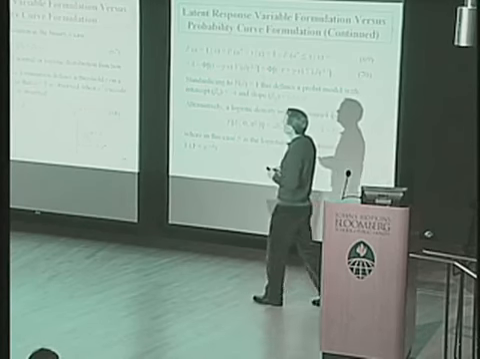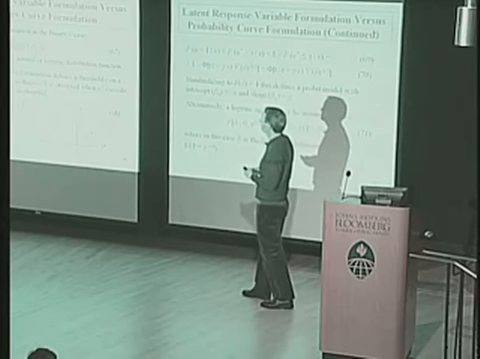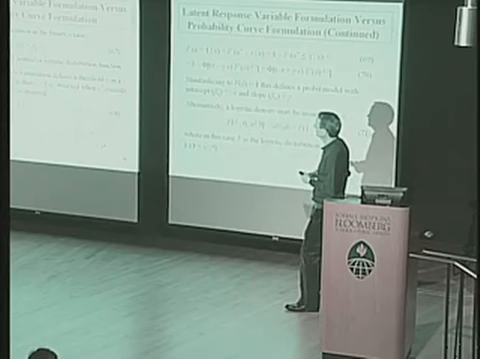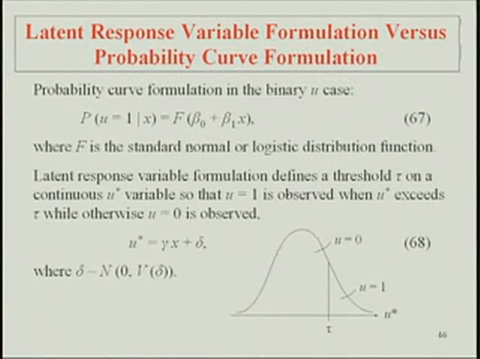So what we're going to contrast is the latent response variable formulation versus the probability curve formulation. What we looked at so far is the probability curve formulation. So in equation 67, we have that formulation, where F is that function that is a standard normal or logistic distribution function corresponding to probit or logit regression. Now, the alternative formulation, the latent response variable formulation, instead defines a threshold, and that's the tau that Linda was talking about, on a continuous u star variable, which is down here at the bottom of slide 46.